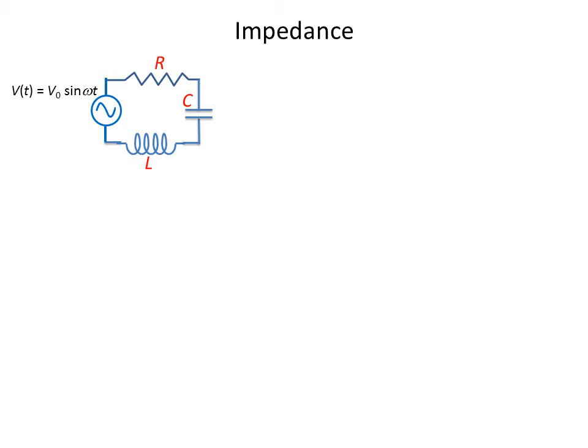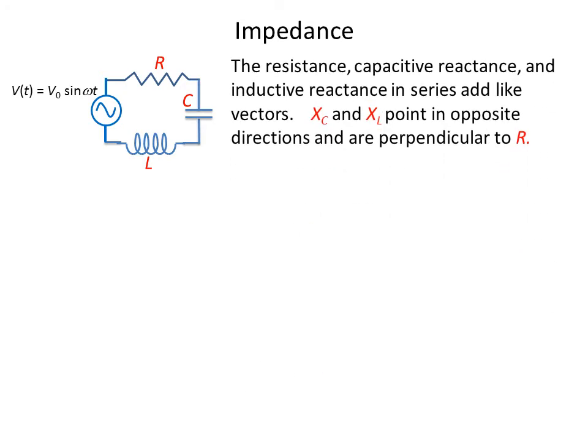Now let's look at a quantity known as impedance. To do this, we're going to look at the circuit which has a resistor, a capacitor, and an inductor in series driven by a voltage source. The resistance, capacitive reactance, and the inductive reactance in series add like vectors. They do not add directly.